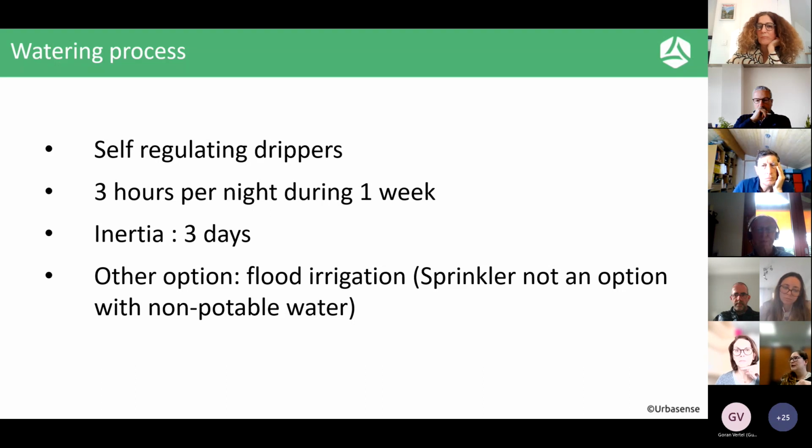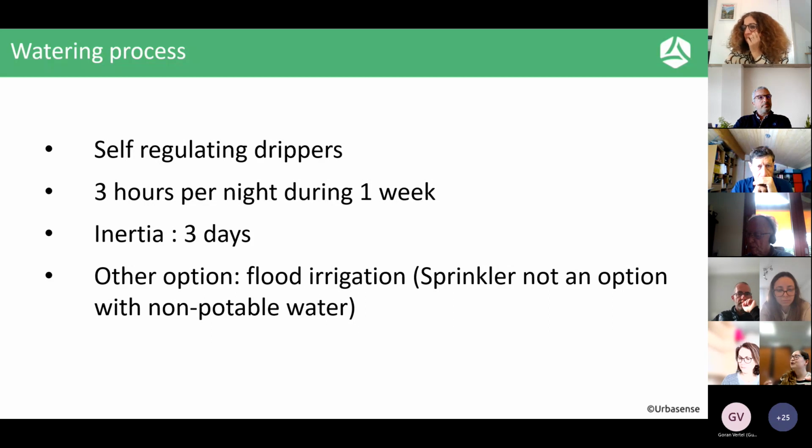The other option that we did not have in this experimental project, but that could be tried, is flood irrigation. It means we take the whole amount of the retention ponds, we open the valves and it goes to the soil. It could be an option. In this particular experiment, sprinklers are not an option because it's a public avenue and you cannot use non-potable water when you have the public. Next, please.